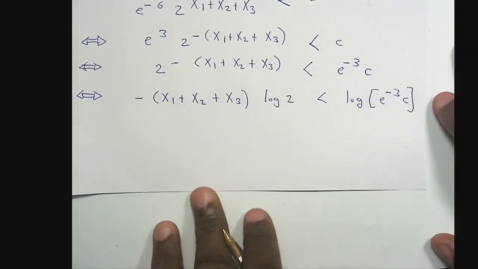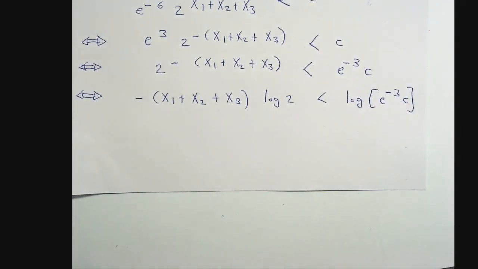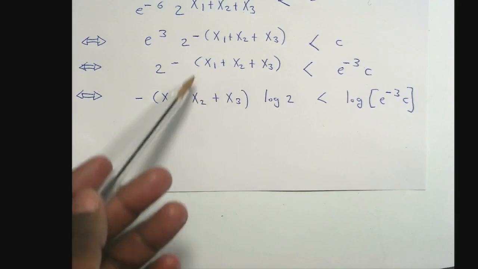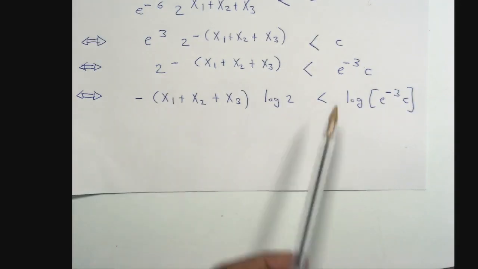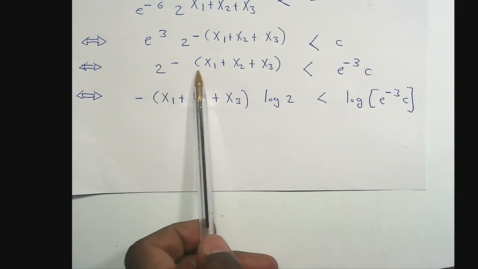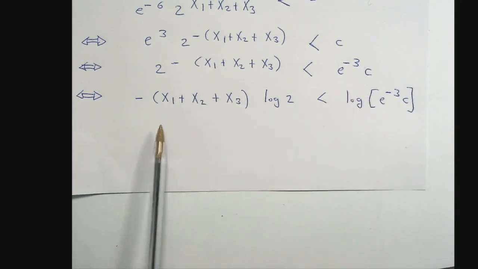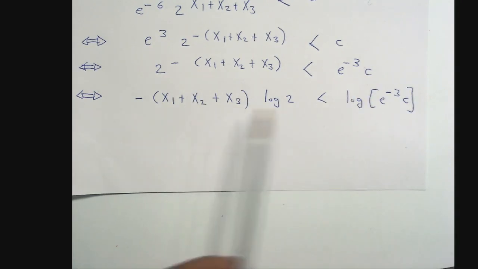Now, guys, let me ask you something. What have I done from this step to this step? I have taken the log of both sides. So taking the log of the left and the log of the right, you get this on the left and this on the right. Okay?